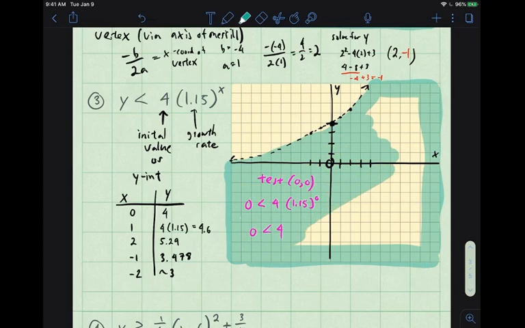So for exponentials, nothing much that's special. I made a table for it. You know how to use your exponents, use a calculator. I'll move on to our next one.